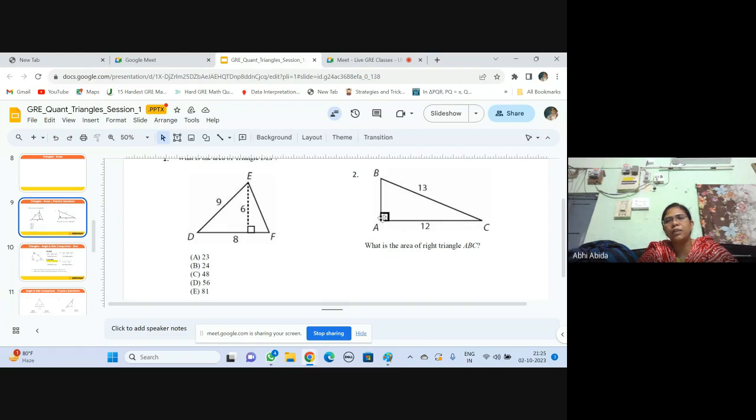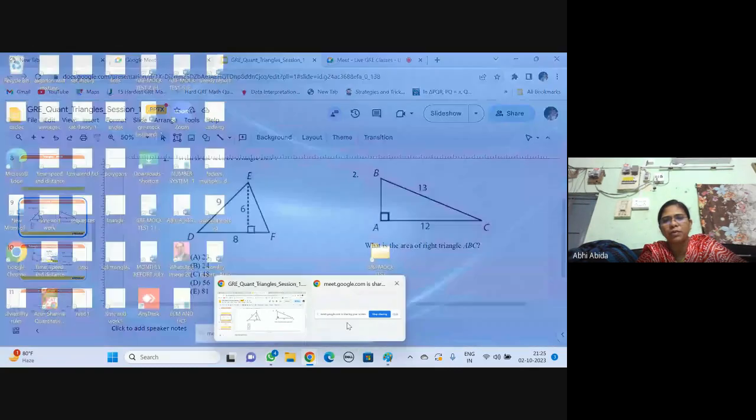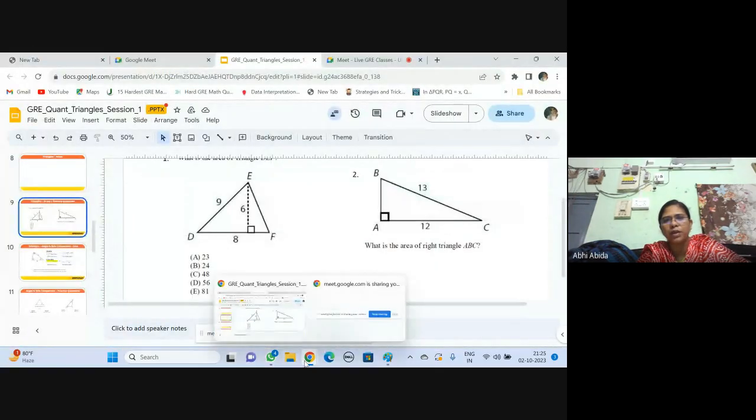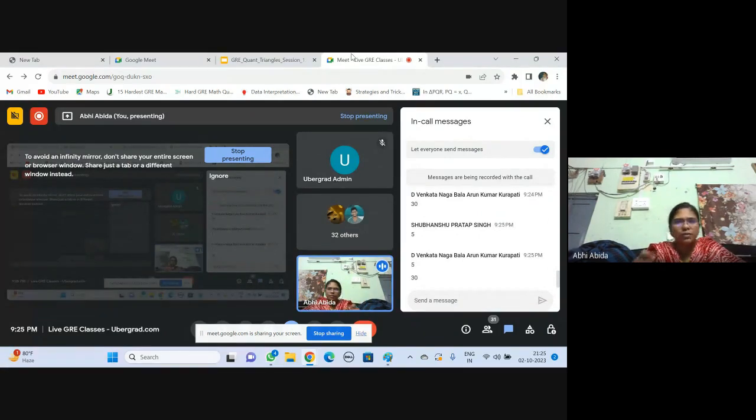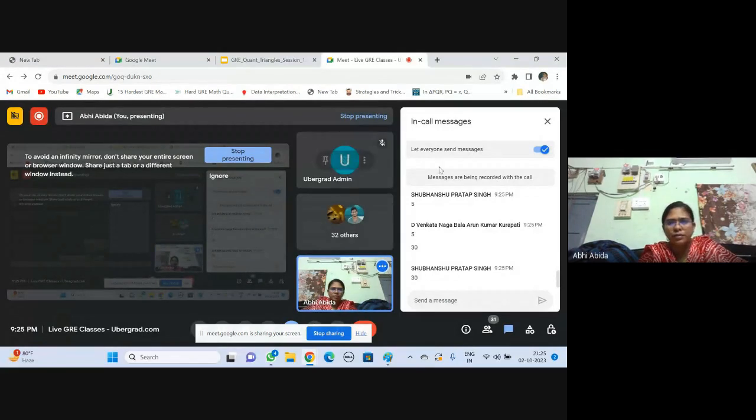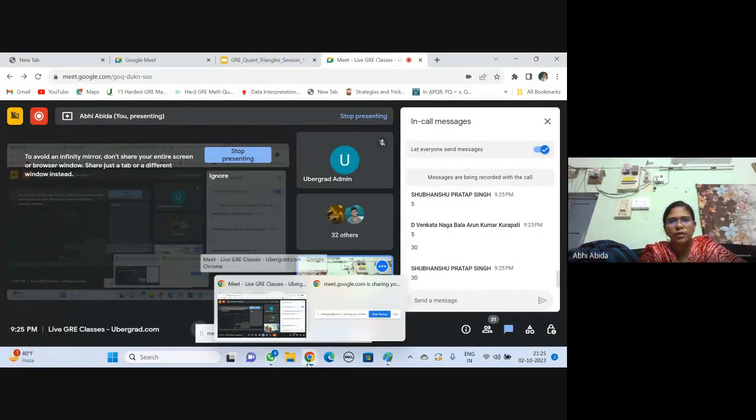So finding this length, can anybody tell me what is the length here? What is the length of AB? Apply Pythagoras theorem and find the length of AB. Giving you some time to calculate. Please make your calculations faster. Right, exactly. Now what will be the area? Final answer. So length is 5, correct? So final answer is 30. Good. Okay.